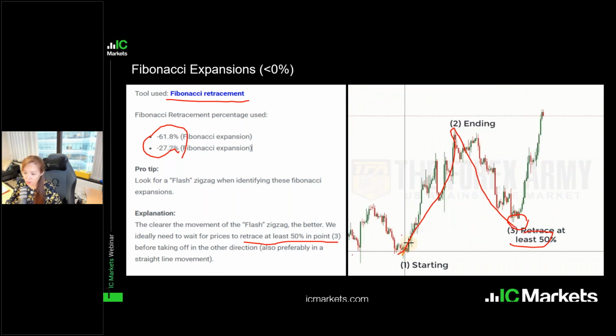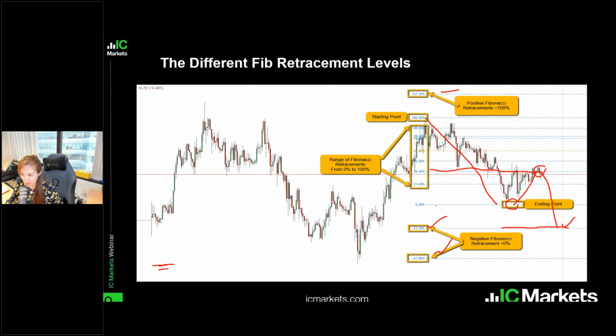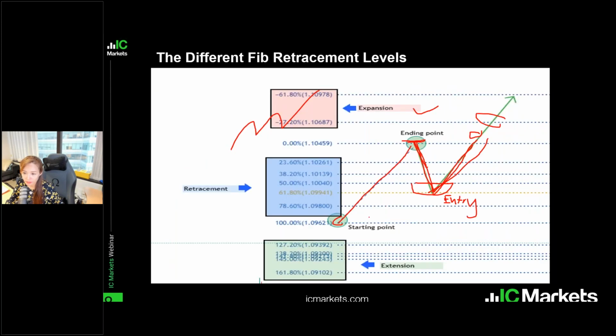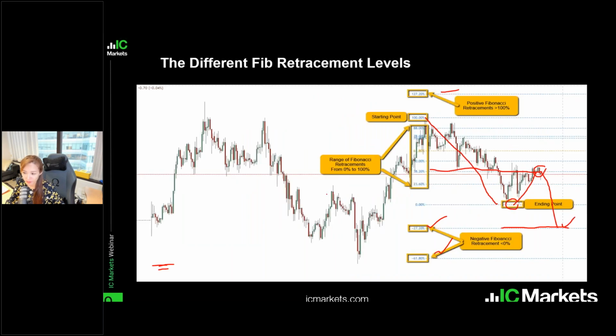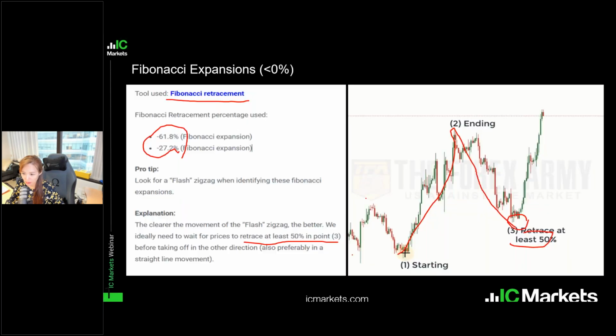For example, you want to draw from here. Let me just go back to your expansion. For here, for example, if price only retraces from your starting point here to ending point here only 38.2%, we're not going to use this level. It has to retrace at least 50%, 61.8%, or 78.6%, and then you can use Fibonacci expansion.